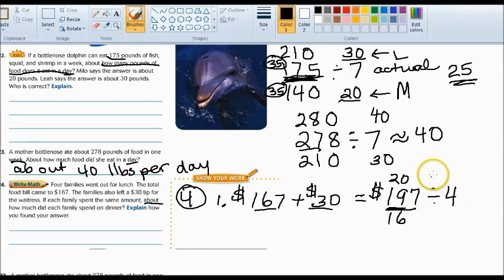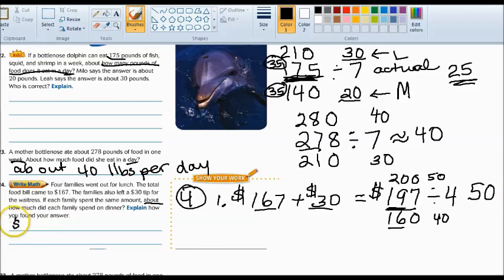So if I was going to do 4 times 5, that would get me to 20, but 20 isn't close to 197. I have to multiply 20 by 10. I have to multiply 16 by 10, and now we know that it's not 4 times 5, but 4 times 50 gets us to 200, or 4 times 40 gets us to 160, because 4 times 4 is 16. And looking at this, we can definitely see that 197 is much closer to 200. So therefore, our best estimated quotient is about $50.